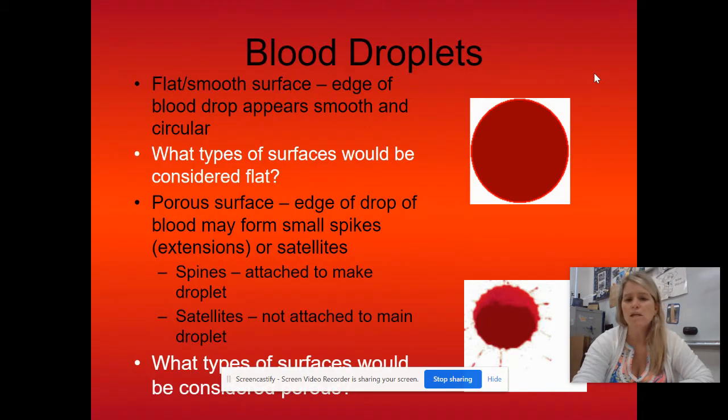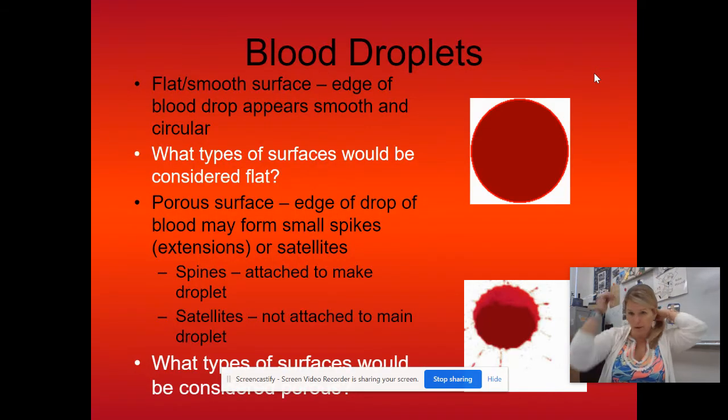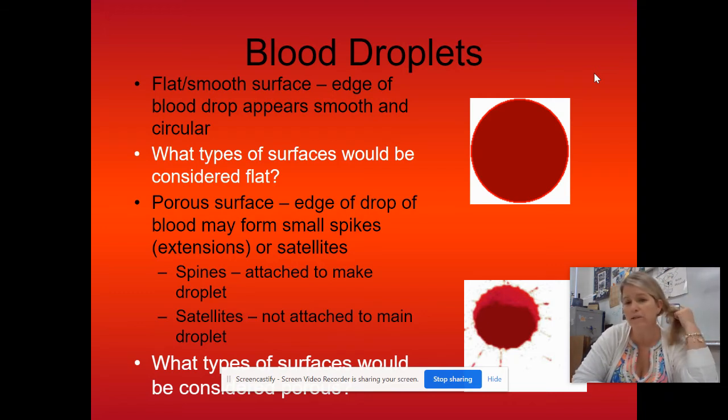All right, so depending on what type of surface the blood lands on, it'll tell us what type of edge or what type of shape the actual blood droplet will give us. So if something is like glass or a mirror, like I was saying before, you're going to have these really smooth edges, as opposed to something like concrete. You're going to have these little spiny edges, and so that's what I'm talking about here.